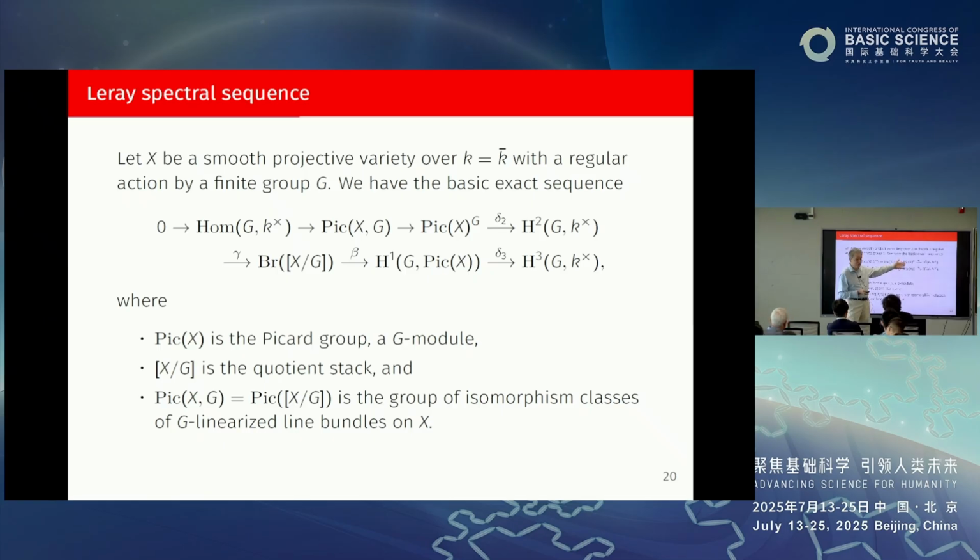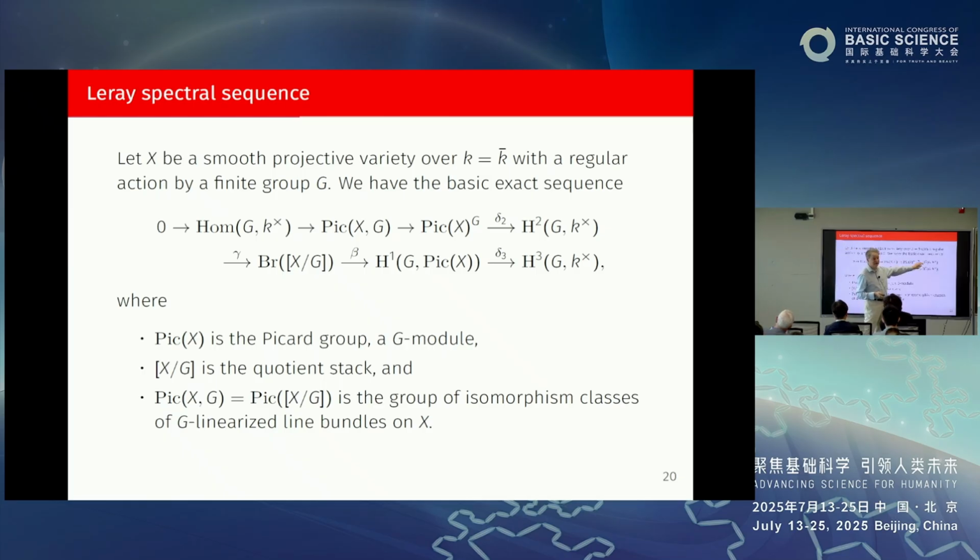It's the Picard group of our variety. I take G-invariants. When I have a G action, it will act on everything inside. It will act on the Picard group. It will act on singularities. Now, Pic^G(X) is G-linearized line bundles. In other words, it's the Picard group of the quotient stack X mod G. Well, so of course, when you have a linearization, you can change it by characters of your group, as always. So that part is clear.